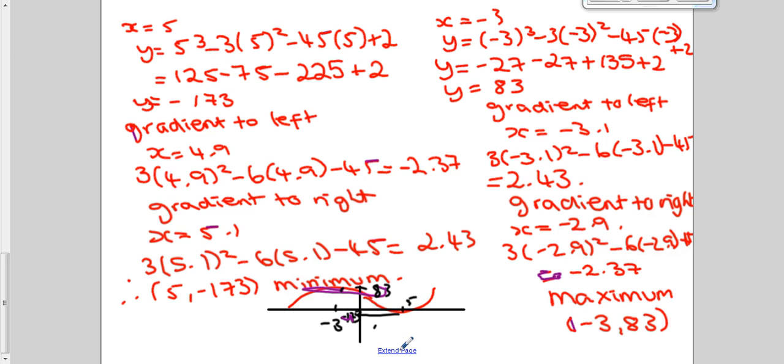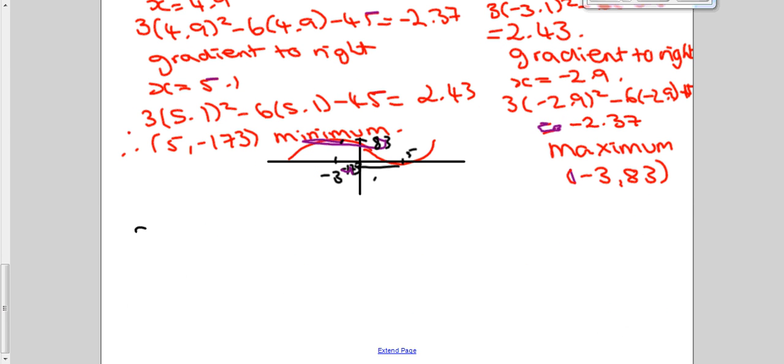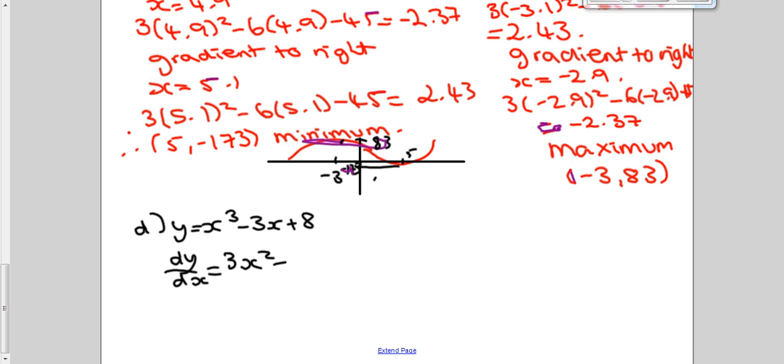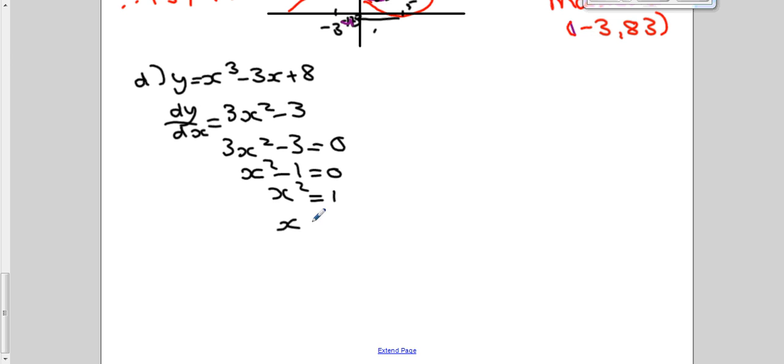So moving on to part D, we have y equals x cubed minus 3x plus 8. So again, we need to find the stationary points, which are where dy by dx equals 0. So dy by dx, so multiply by the power and reduce the power by 1. That gives us 3x squared minus 3. So we're looking for where this equals 0, which is the same as where x squared minus 1 equals 0, and x squared equals 1 at x equals plus or minus 1.